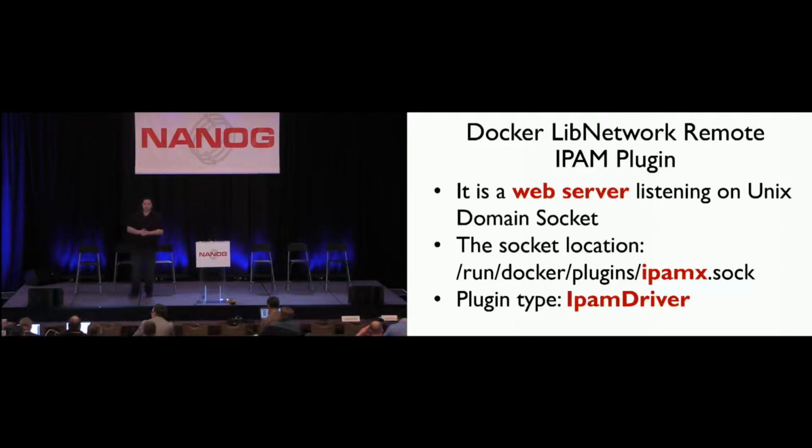By default, when you start Docker, it looks into the directory /run/docker/plugins and tries to find .sock files. However, there are two other ways Docker can find a socket.